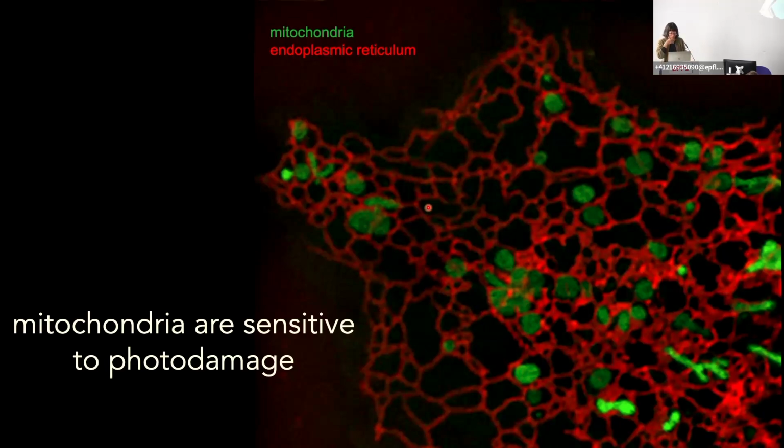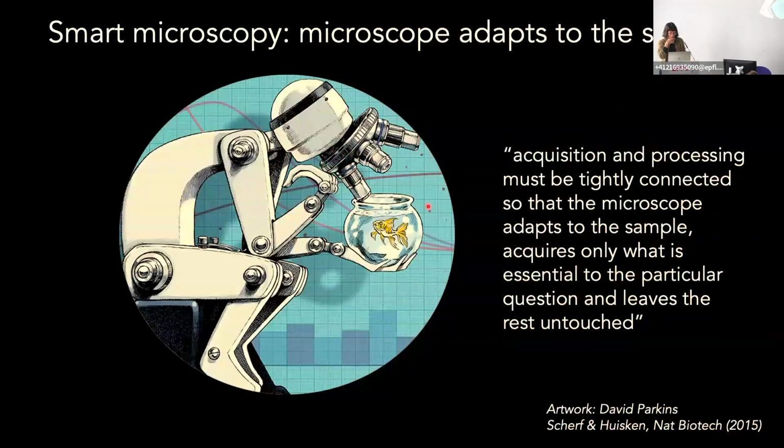One of the things that we started to get really curious about, partially inspired by this really nice editorial by Jan Huisken and Nico Scherf, is this idea of smart microscopy. Jan Huisken is a great developer of light sheet microscopy. I think the title of this editorial was a smart and gentle microscope. The idea here is that you could build a microscope that adapts to the sample. And this is just a clip from that.